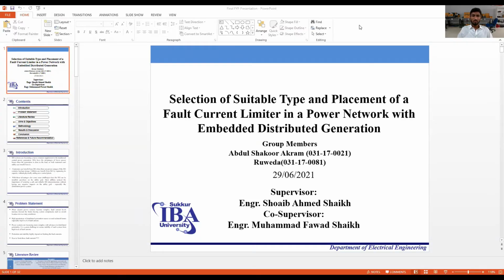The topic of presentation is selection of suitable type and placement of fault current limiter in a power network with embedded distributed generation. We are supervised by Sir Shoaib Ahmed Sheikh and our co-supervisor is Sir Fawad.